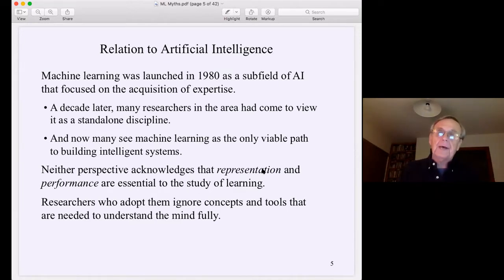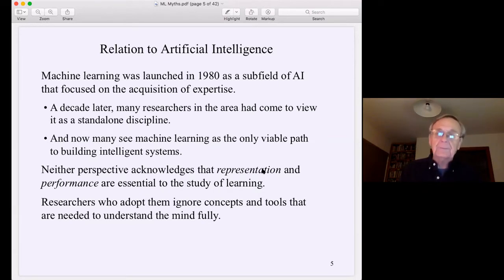But it was still part of AI. Within 10 years, I would say many researchers in the area had almost stopped viewing themselves as AI researchers. Certainly, some of the students we had at University of California, Irvine, were not getting broad training in AI. They were specialists in machine learning, and that trend has continued unabated, I would say. It's even worse now because there are people who believe that machine learning is the only possible way you could build intelligent systems.